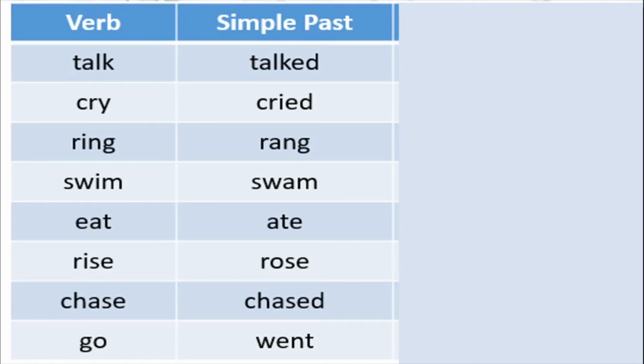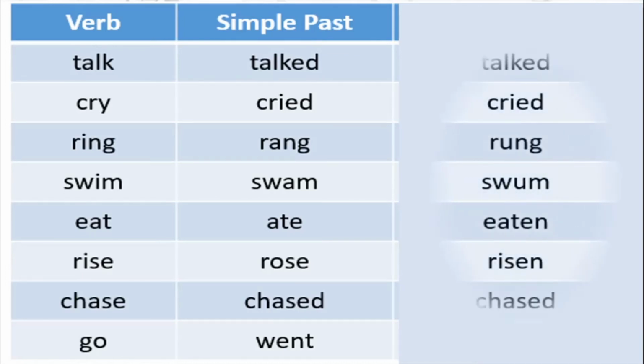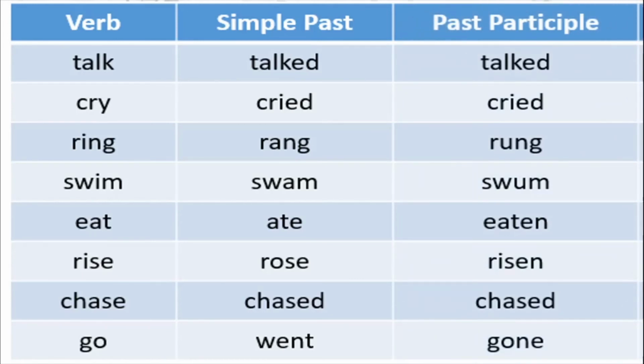Alright. Now what is the past participle? Let us try and understand. See, talk, past participle will still be talked. For cry, the past participle will still be cried. Whereas for ring, the past participle, instead of rang, you will write rung. I will tell you how it is used in different sentences. Swim, simple past is swam. He swam, she swam.